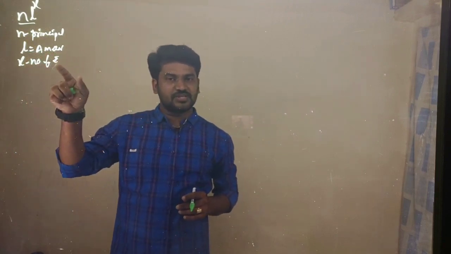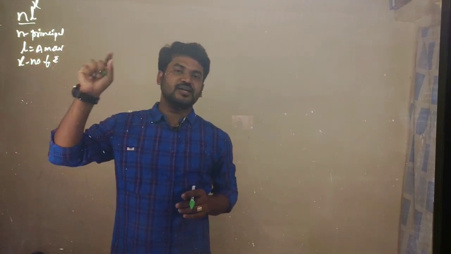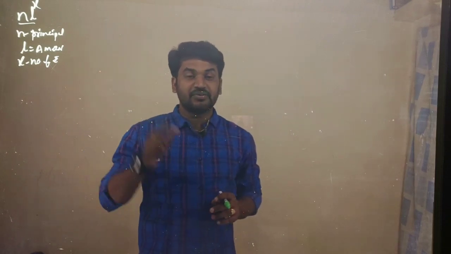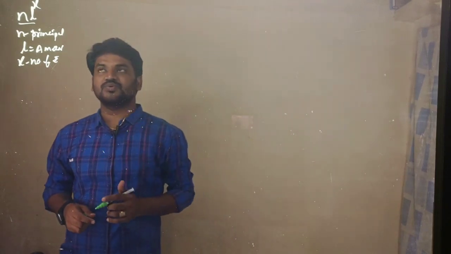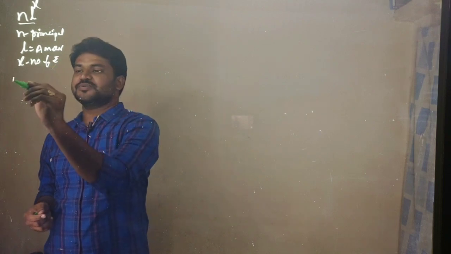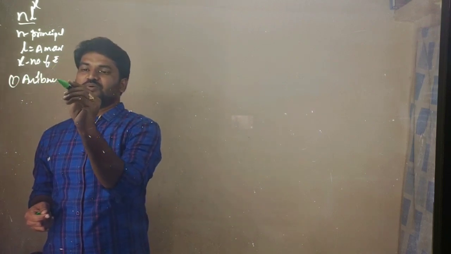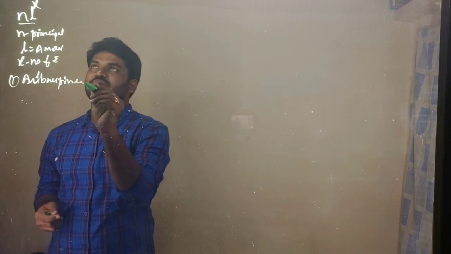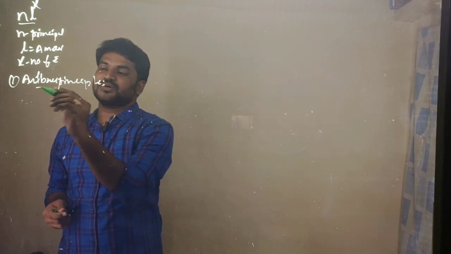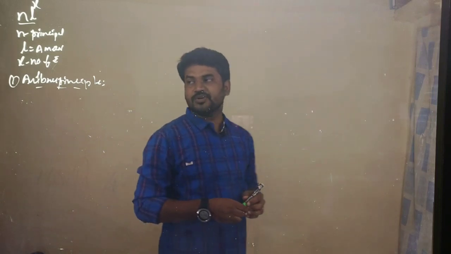By using this method, in this way only we need to write the electronic configurations, by following some rules. What are the rules, right? So the first one I am writing here is the Aufbau principle, okay? What is meant by the Aufbau principle, right?